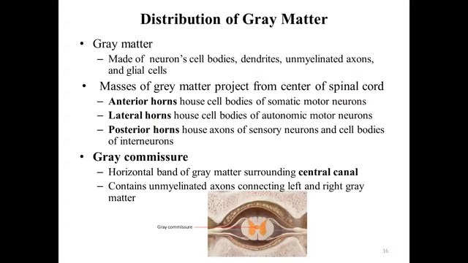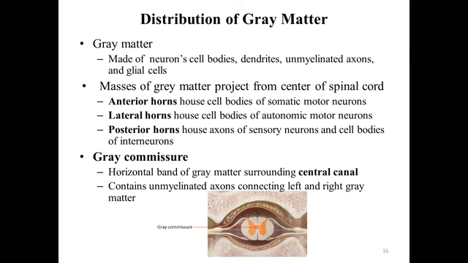Gray matter in the spinal cord consists of neuron cell bodies, dendrites, unmyelinated axons, and glial cells. In the spinal cord, outer white matter surrounds the inner gray matter, which is different from the brain. The projections of gray matter are named horns.